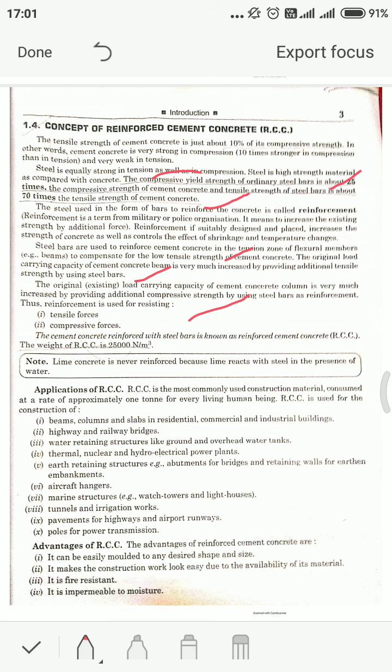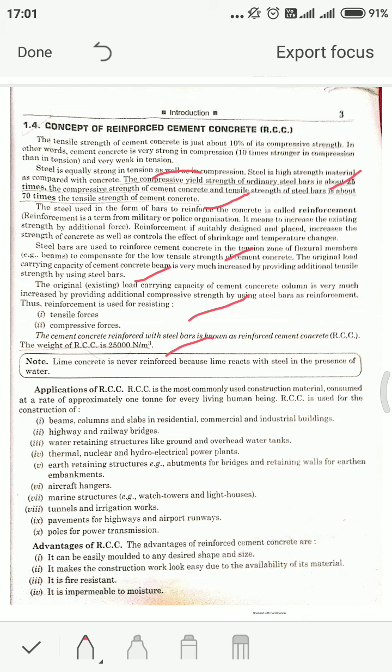So basically we provide steel bars in the tension zone to increase its tensile load carrying capacity, and in addition we also provide steel bars in the compression zone to increase its compressive force carrying capacity. The cement concrete reinforced with steel bars is known as RCC, and the weight of the RCC is about 25,000 Newton per cubic meter.